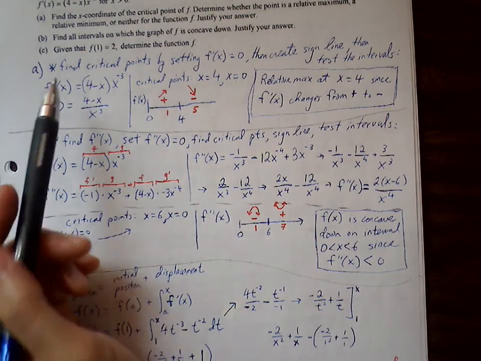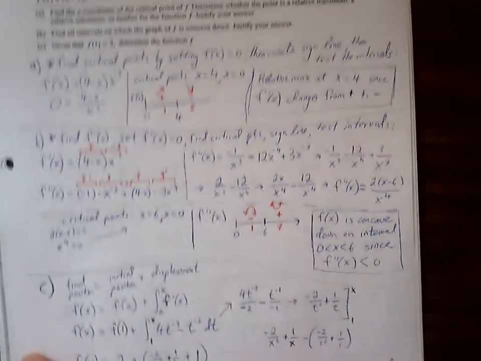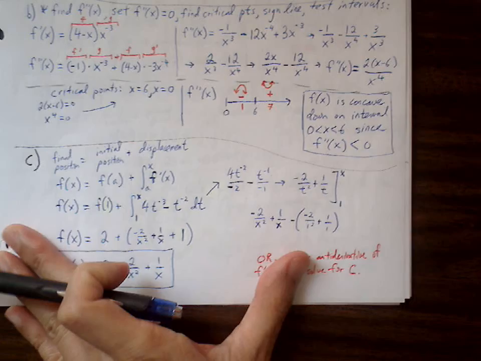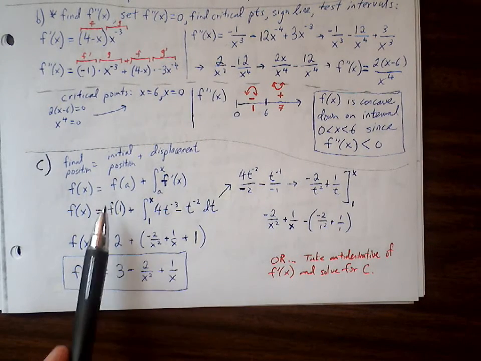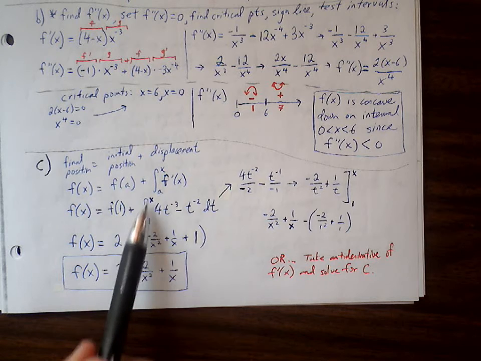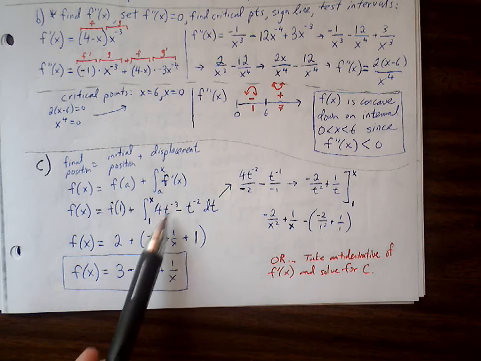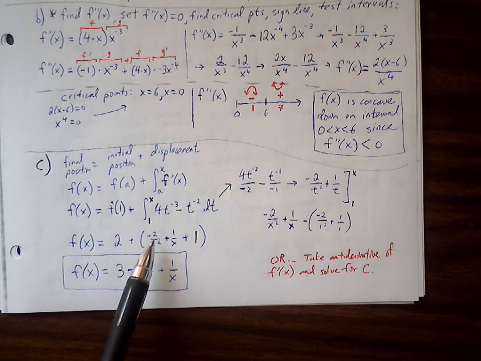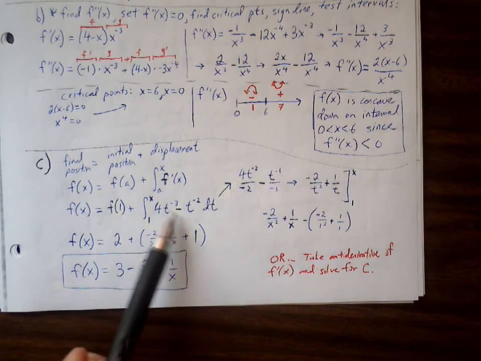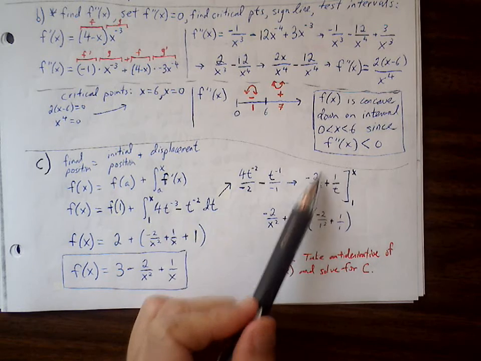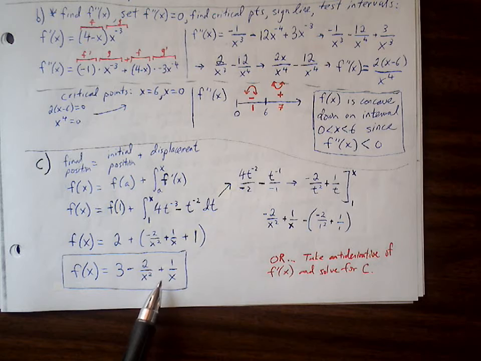For part C, determine the function f given f of 1 equals 2. So I solved this using the idea that final position equals initial plus displacement. And I can take the antiderivative. I want to go from 1 to x and replace f of 1 with 2, go through power rule, plug in the upper bound followed by the lower bound, and we have our f of x function.